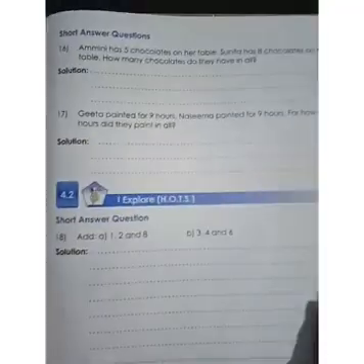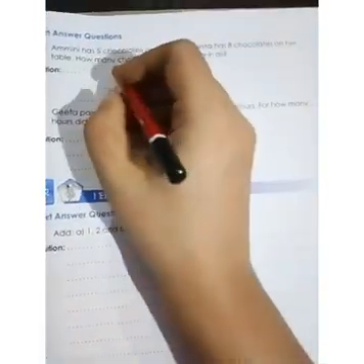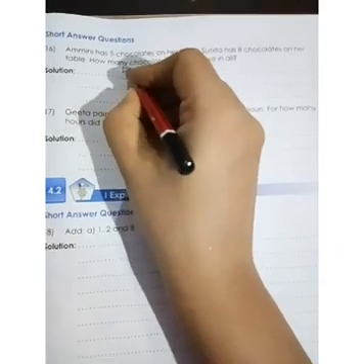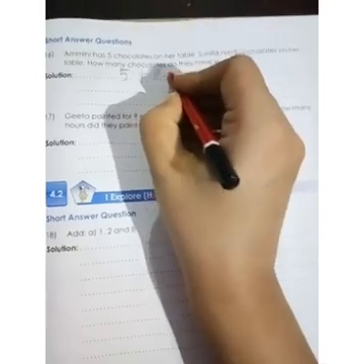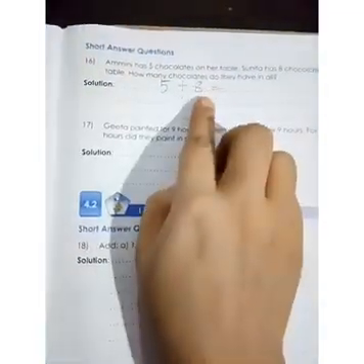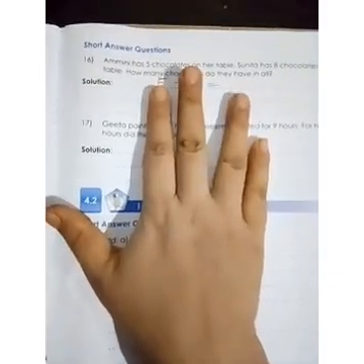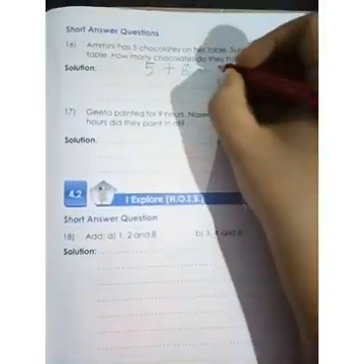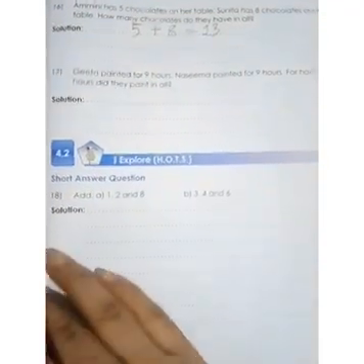Okay. Similarly, Amini has 5 chocolates on her table. Sunita has 8 chocolates on her table. How many chocolates do they have in all? So Amini has how many chocolates? 5. Okay. And Sunita has 8. So it is addition. Keeping the bigger number, 8, in mind, after 8 you have to count how many fingers? 5. So after 8, what will come? 9, 10, 11, 12 and 13. The answer is 13. Question number 17, you have to do yourself.